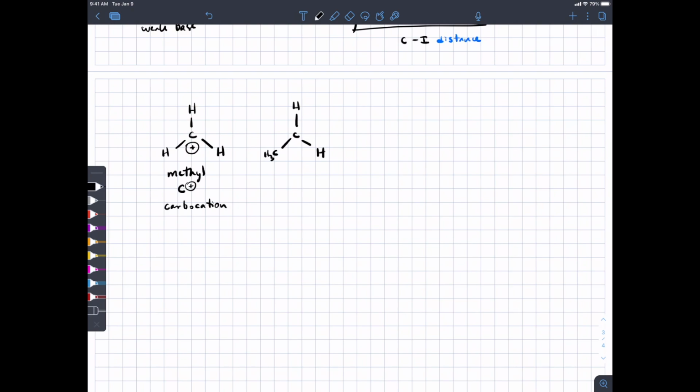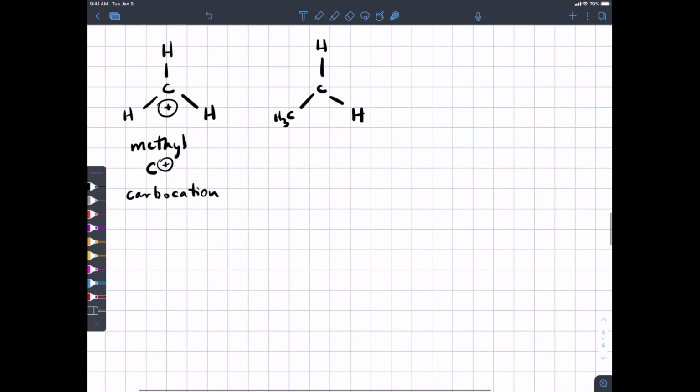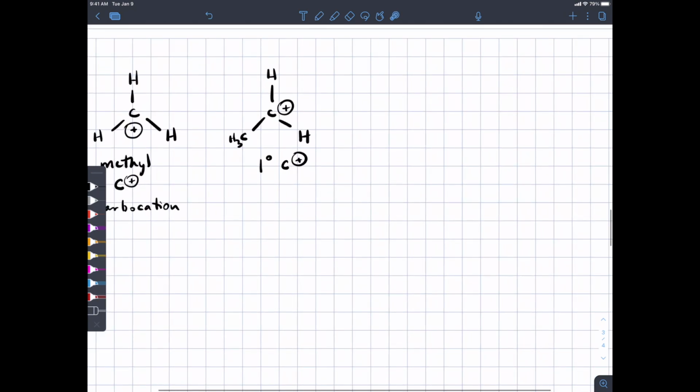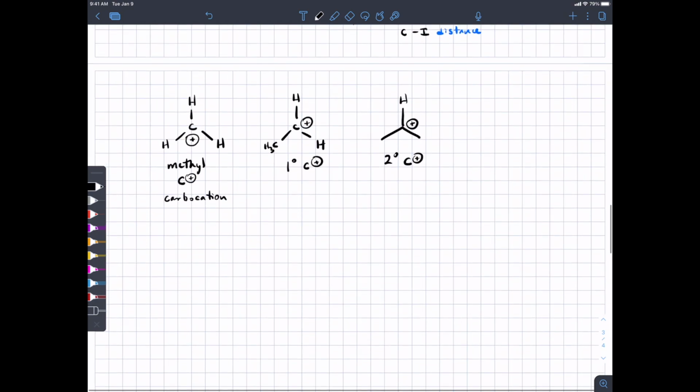So anyway, I will abbreviate carbocation as a C with a plus by it. This is methyl carbocation. This is a primary carbocation, because the positive charge is on a primary carbon. This is a secondary carbocation, where the positive charge is on a secondary carbon. And here is a tertiary carbocation, with the positive charge on a tertiary carbon.